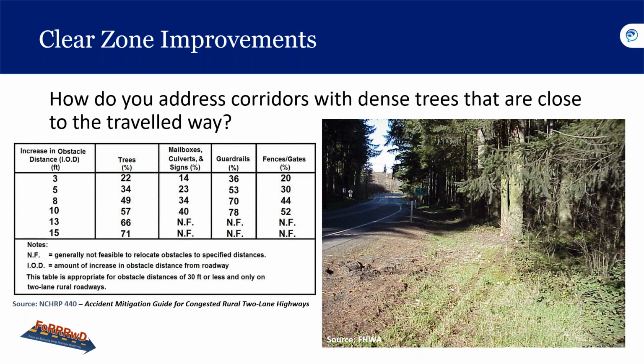And if you can remove those trees, then you get an incremental crash reduction further away from the edge of pavement. And so the chart looks at trees, and then also in the third column we've got mailboxes, culverts, and signs, and then we have guardrail, and we have fences and gates.